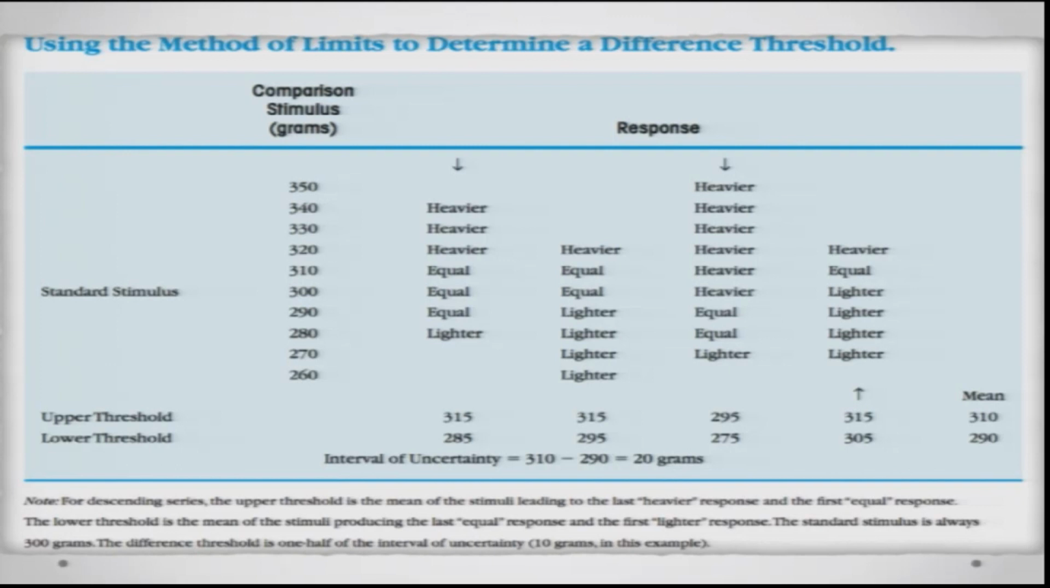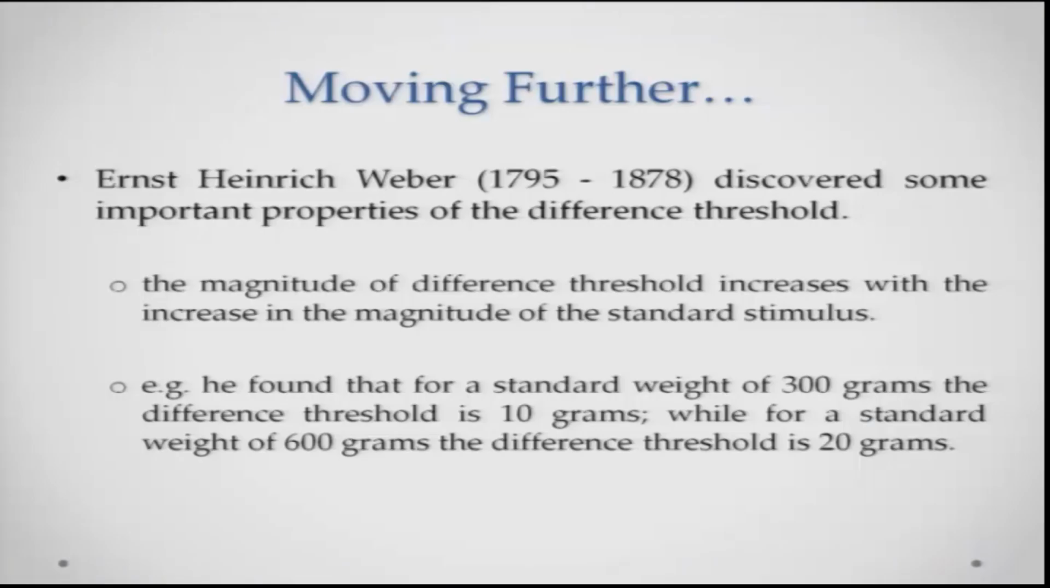So, that is the mean of your upper threshold when you are going in the ascending series, and then the lower threshold is when you are coming down. You take the mean of the upper threshold and lower threshold and that will be your point of subjective equality. Now, this is again one way of determining this.